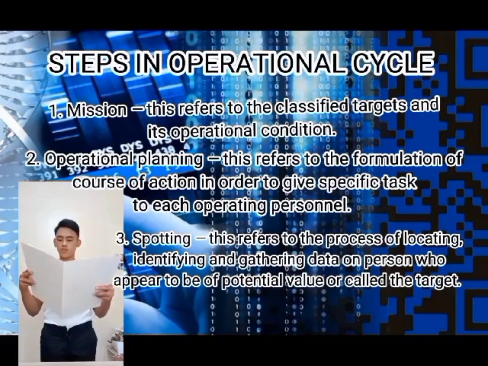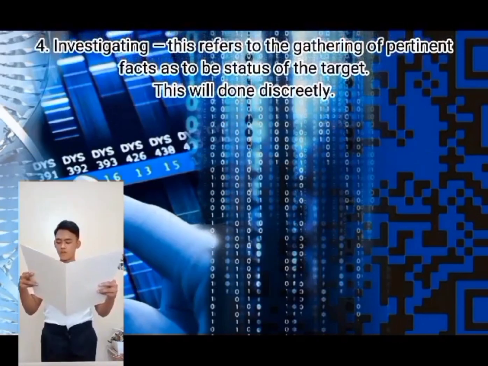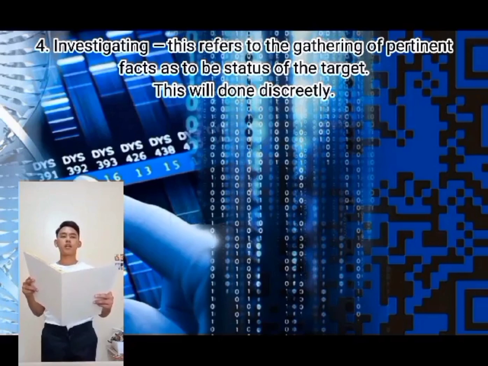3. Spotting. This refers to the process of locating, identifying, and gathering data on a person who appears to be of potential value, or called the target. 4. Investigating. This refers to the gathering of pertinent facts as to the status of the target. This will be done very quickly. The most important thing to do with these targets is to know their background and what they do, so that our evidence is accurate.